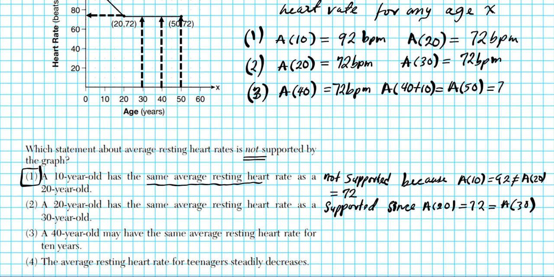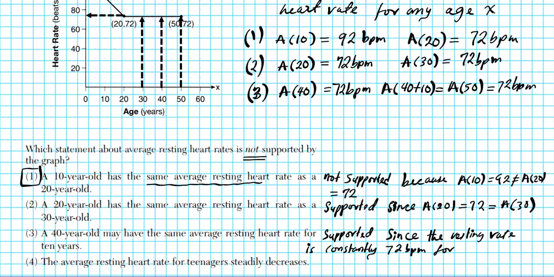Okay? 72 beats per minute. So, is this statement supported by the graph? Absolutely. How do we know it's supported? It's supported since the resting rate is constantly 72 beats per minute from 40 all the way to 50. Okay, from 40 to 50 years. We have this horizontal line right here. The slope is 0, so that means the resting heart rate does not increase nor decrease, which means that it stays constant. Same means constant.